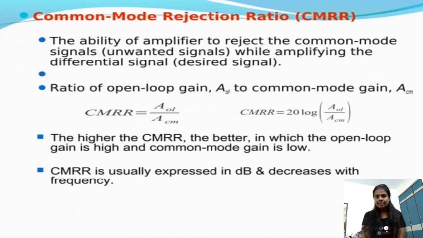CMRR is given as 20 log AOL by ACM. The higher the CMRR, the better, in which the open loop gain is high and common mode gain is low. CMRR is usually expressed in decibels and decreases with the frequency.